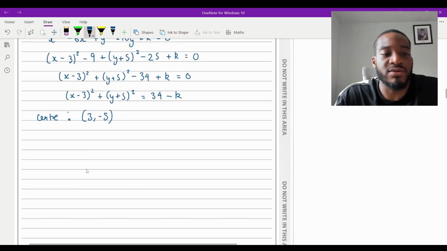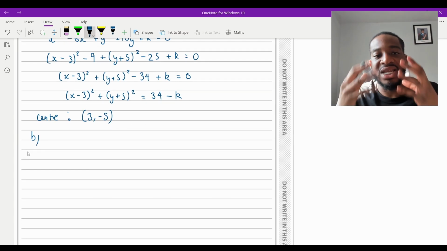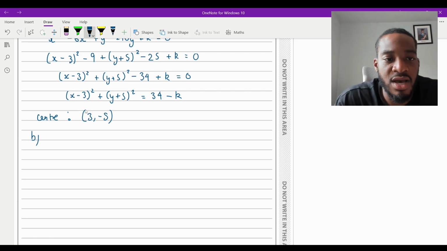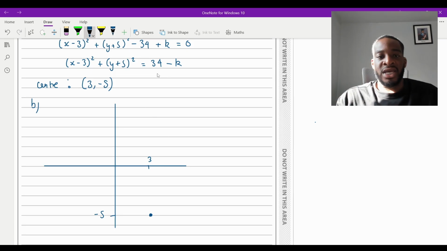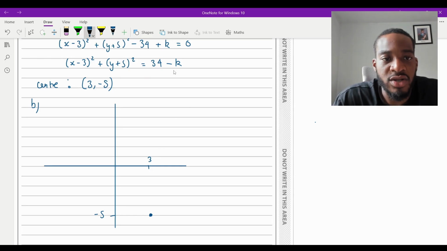Whenever I'm doing these types of questions, I always like to visualize them because I need to see what's going on. So I'm going to attempt to sketch this circle here. I'm going to put the axes like this, and the center is at 3, minus 5. So let's just say 3 is here, and minus 5 is maybe down there. The center is going to be over here. Now, we don't know the radius. It's in terms of k, so I'm going to write r squared, because it's basically x minus a squared plus y minus b squared is equal to r squared.